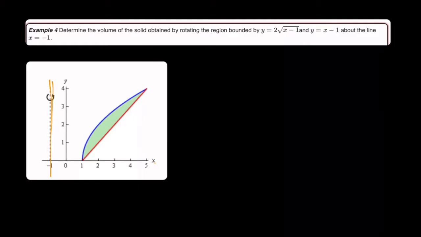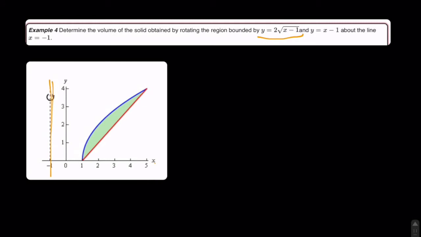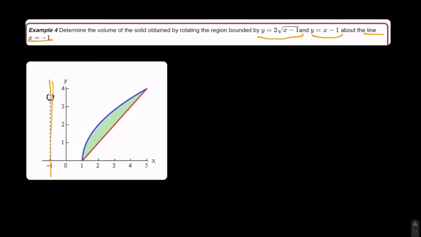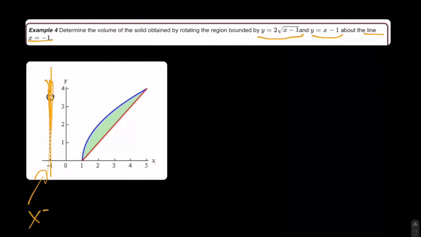So now moving on to our next example here, which is to determine the volume of the solid obtained by rotating a region bounded by y equals 2 times the square root of x minus 1 and y equals x minus 1 about the line x equals negative 1. So as we can see, another complication that's added here is that we're not rotating about the x or y axis, but rather another vertical line, which in this case is the line x equals negative 1.